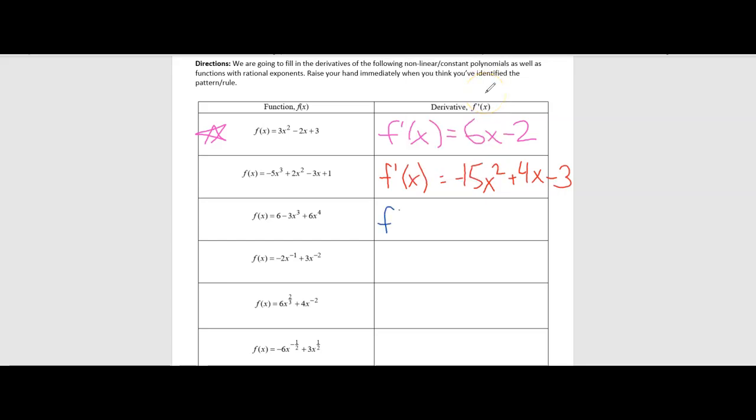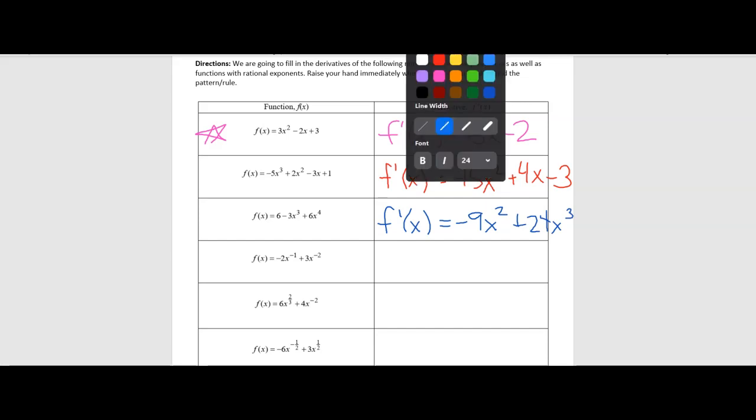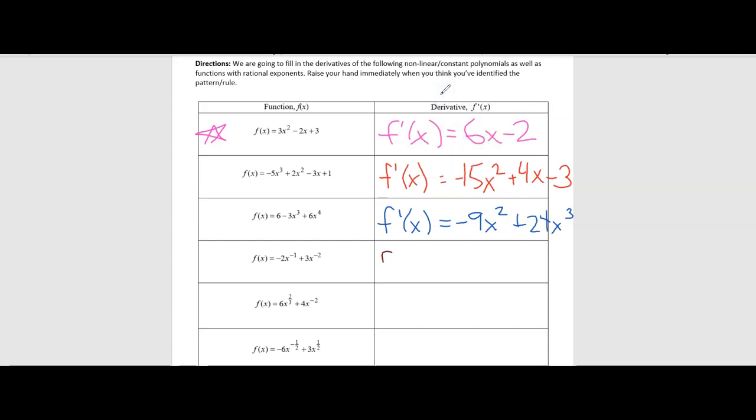Next derivative would be f prime of x is equal to negative 9x squared plus 24x cubed. Next derivative would be f prime of x is equal to 2x to the negative second power minus, let's make that a little better, minus 6x to the power of negative 3.